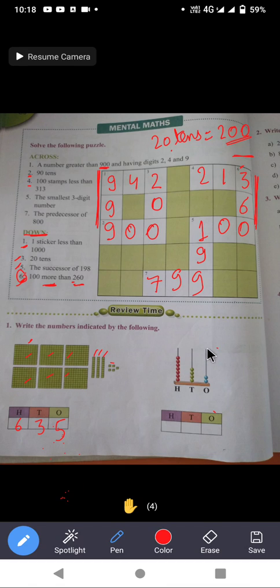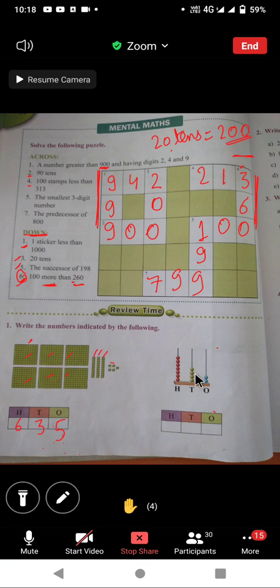Now in the second one we have an abacus. This is an abacus and beads are here on each spike. So according to this you have to write the number. Do it by yourself.